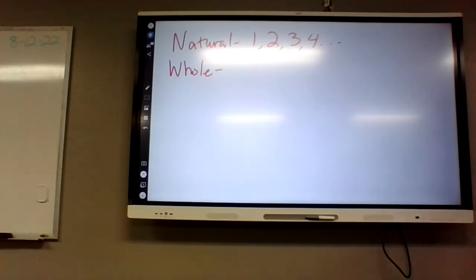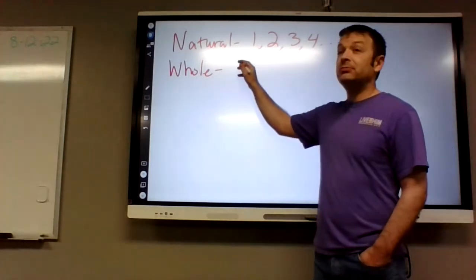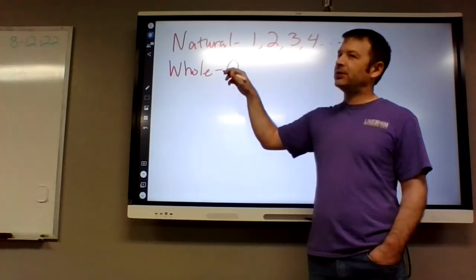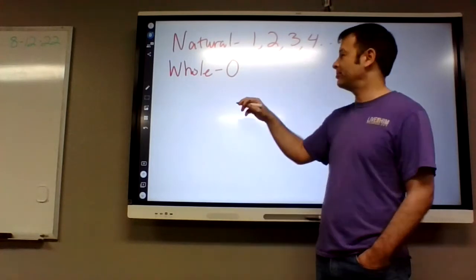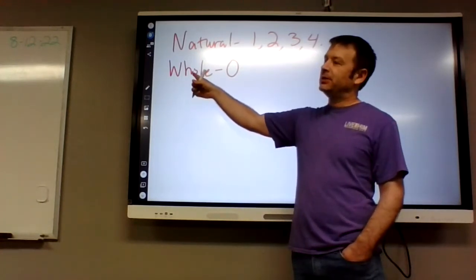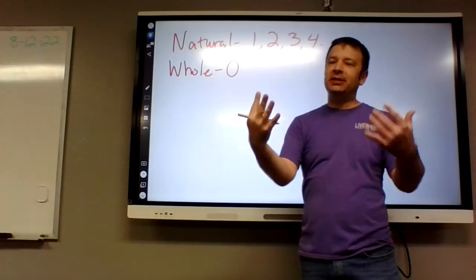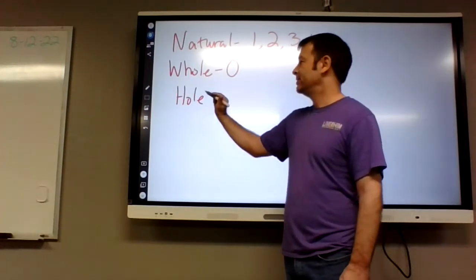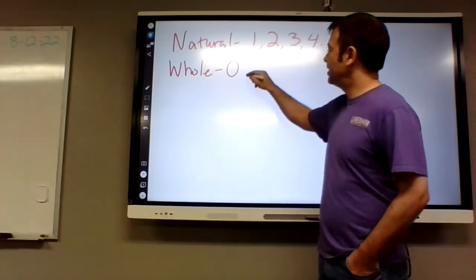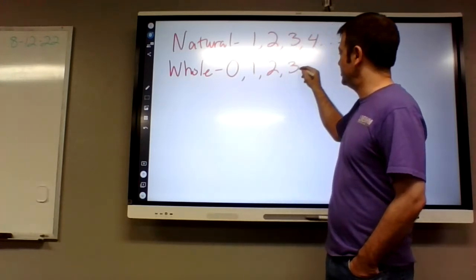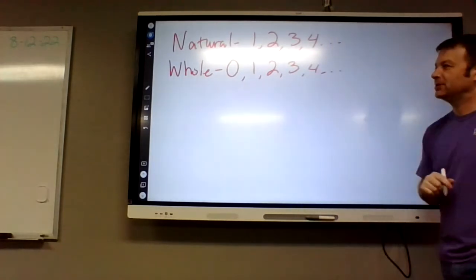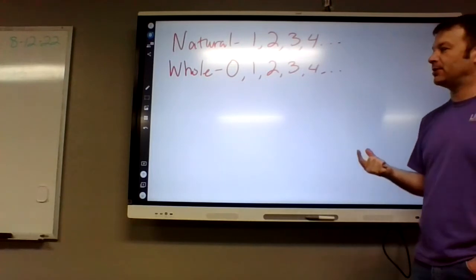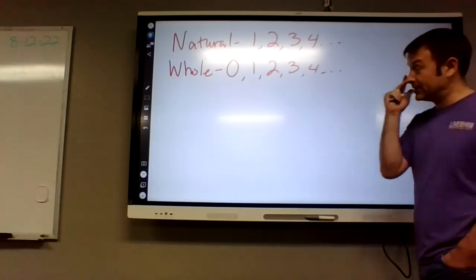Whole numbers. Starts with 0. 0 kind of looks like a hole, so maybe that can help you remember. Whole means complete, but if you spell it with an H, it means like a hole in the ground. Anyway, it's 0, 1, 2, 3, 4, it goes forever. So they're almost the exact same thing. The only difference is whole numbers have a 0. 0 is kind of important.